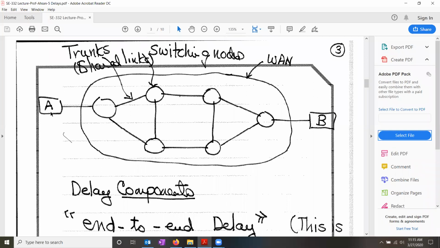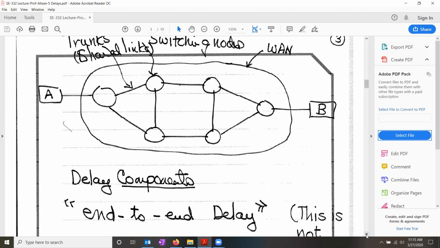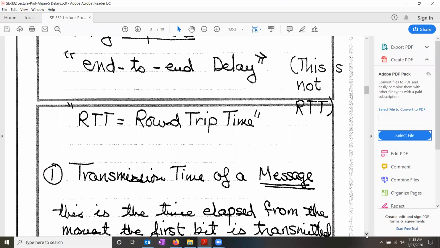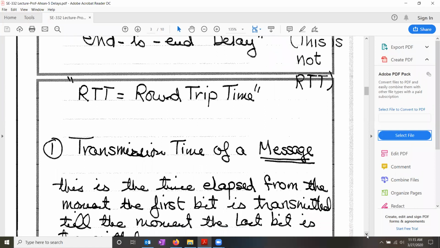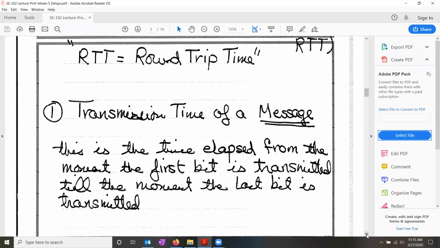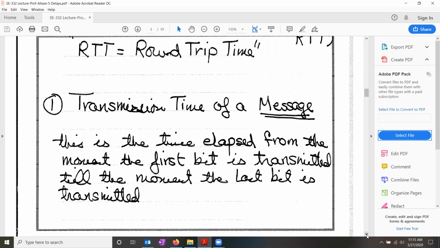Now, when a user A sends certain data to user B, there are certain delay components that are involved when the data is being sent from A and then the data reaches B. There are certain delays that are experienced. Now, these delay components or end-to-end delay, what are these? Now, first of all, it's the transmission time of a message. The first delay is the transmission time of a message. We will be discussing how much delay this transmission of a message can create and what this means.